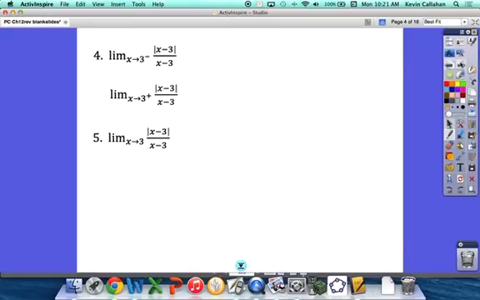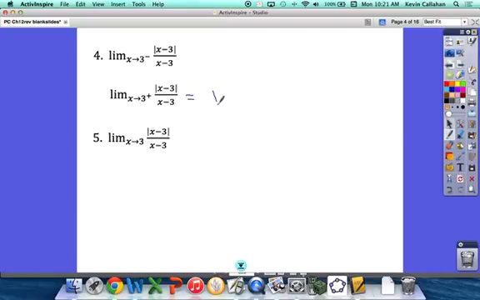Now, if you're approaching 3 from numbers which are bigger than 3, for example, if x equals 4, then 4 minus 3 would have been positive, and what's the effect of taking the absolute value of a positive number? Nothing. So basically for this one here, because this inside the absolute value brackets is positive anyways, this thing equals 1.